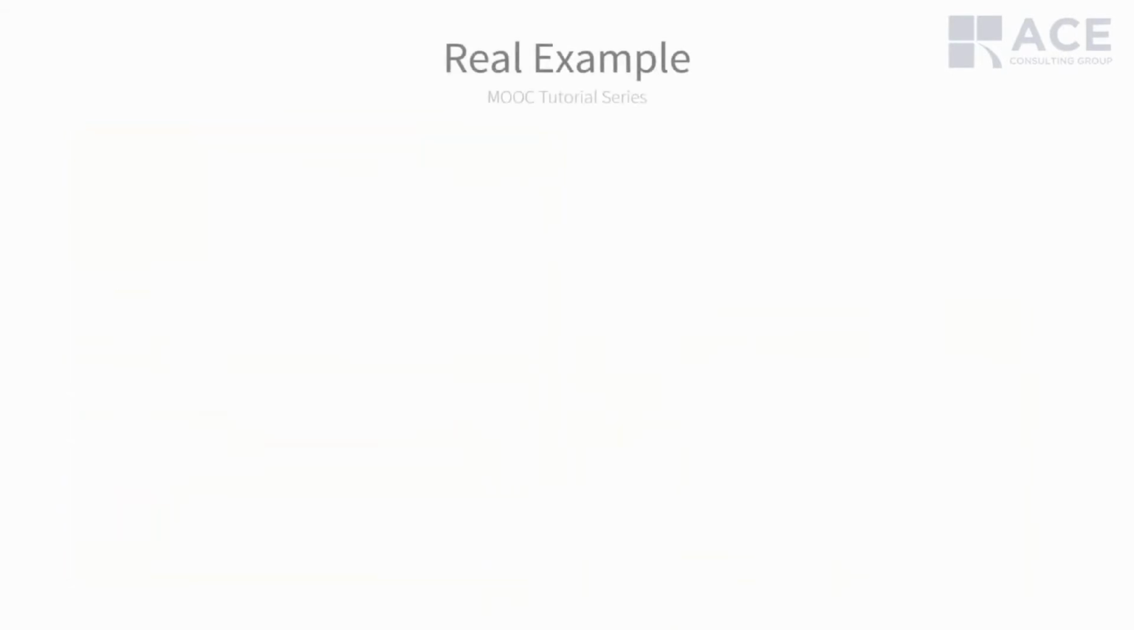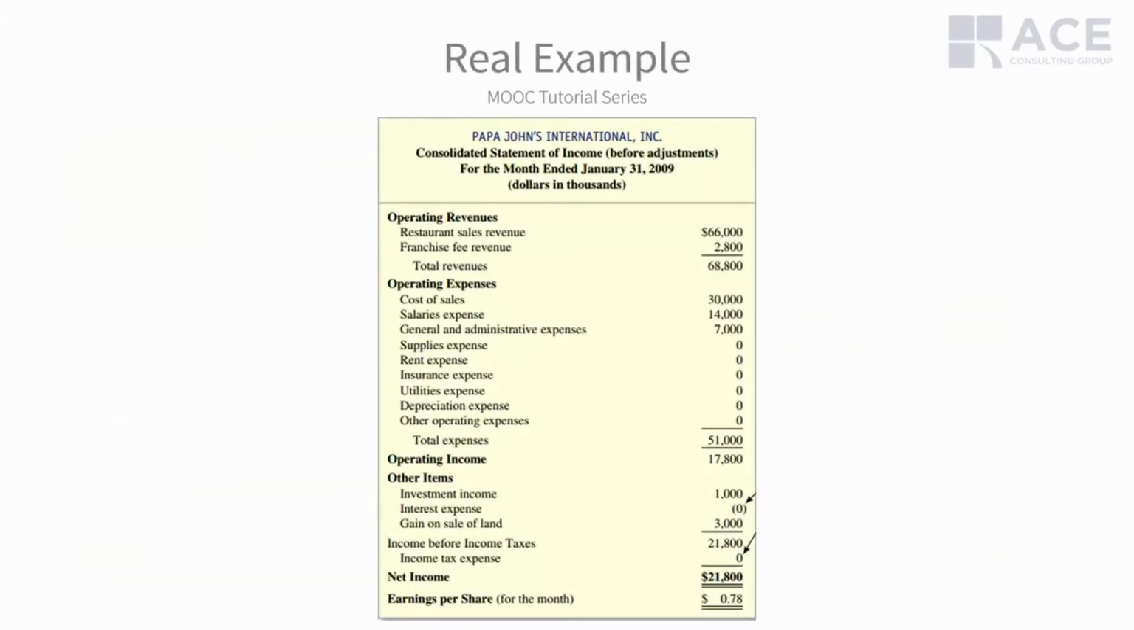On the other hand, if we look at Papa John's income statement, you can see that this is actually for the month ended January 31st, 2009. This income statement is an ongoing tally of everything that happened during the month.